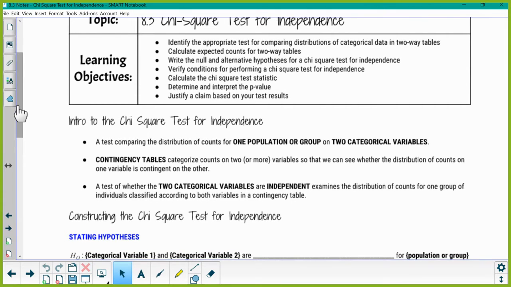So if you remember with the goodness of fit test, we are looking at one population or group over one categorical variable. And with the test for homogeneity, we are looking at two populations or groups over one categorical variable. So we were looking and comparing, are these two groups the same? Now we are going into chi-square test of independence, where we are looking at one population or group again. However, unlike goodness of fit, we are now comparing it on two categorical variables. So goodness of fit was just one categorical variable.